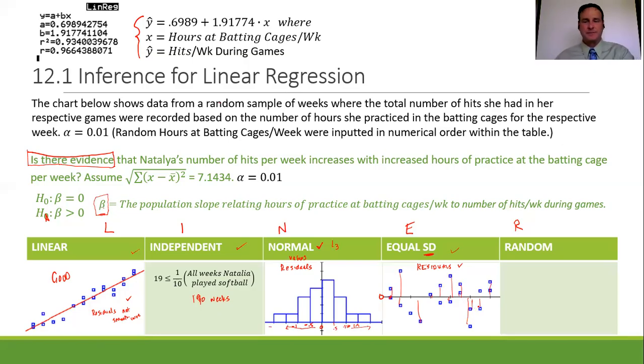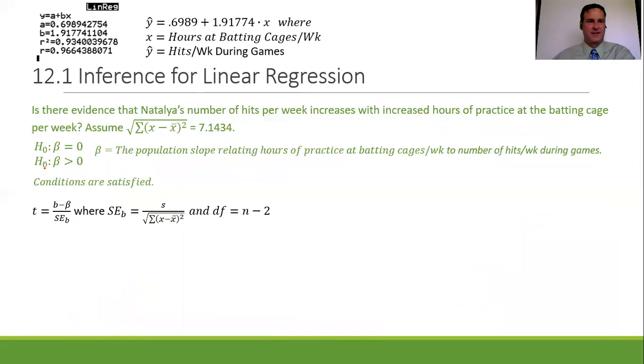The last thing is random, and we have to ask ourselves, were our 19 data values randomly selected? I'm going to say yes, and you'll notice that something will pop up on your screen. This is from the original problem. It's in green. I'm going to highlight it again in red. We said in the very beginning, this is a random sample of weeks, and it was stated, so our conditions are satisfied. We have step 1 and step 2 done.